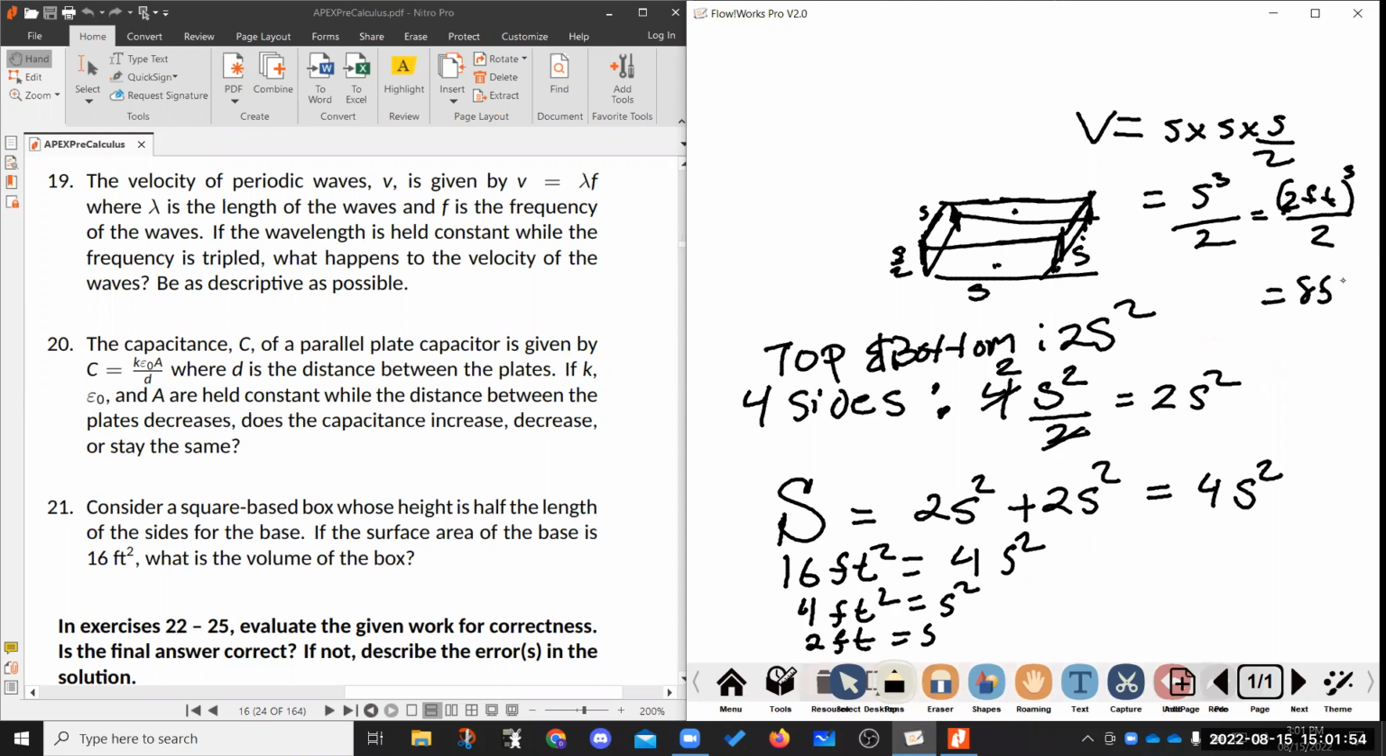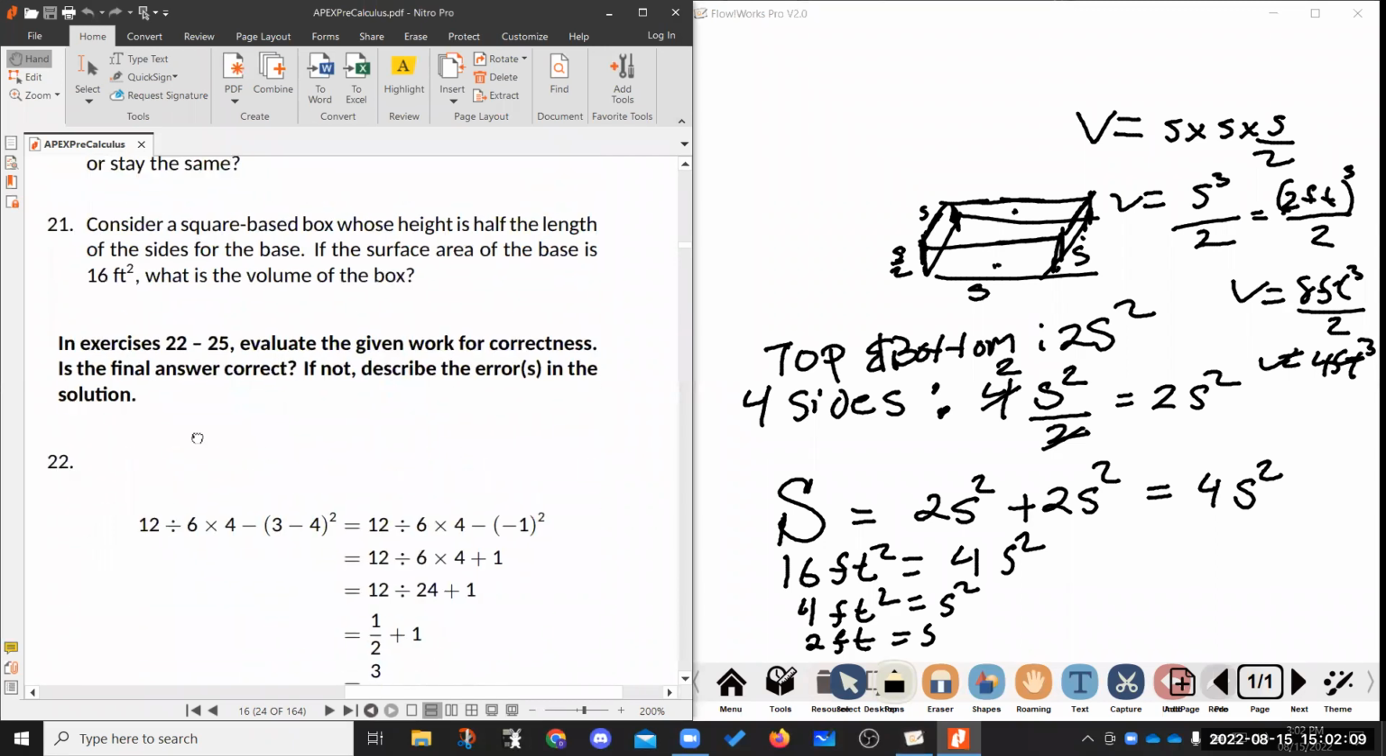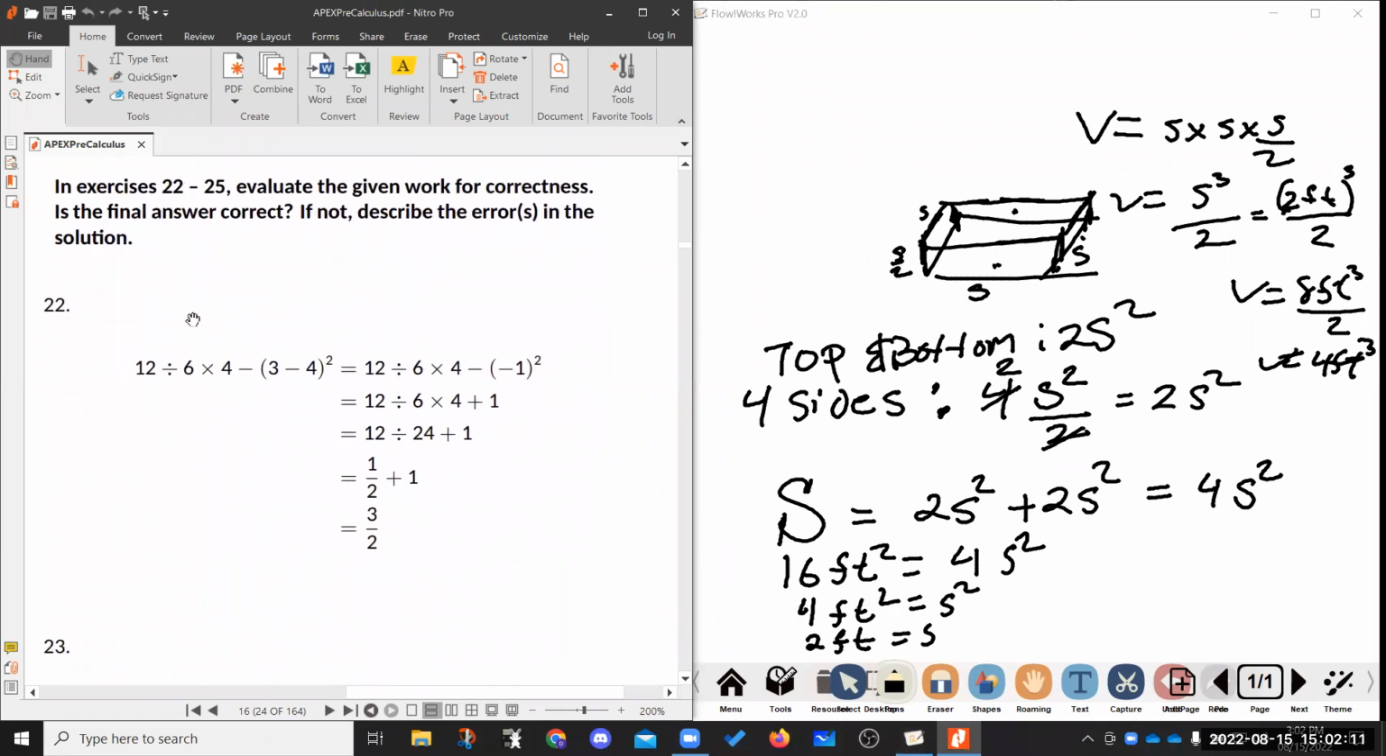That's going to be 8 cubic feet over 2, which is 4 cubic feet for my volume. That was a little bit more complicated. Now we're on to numbers 22 through 25.